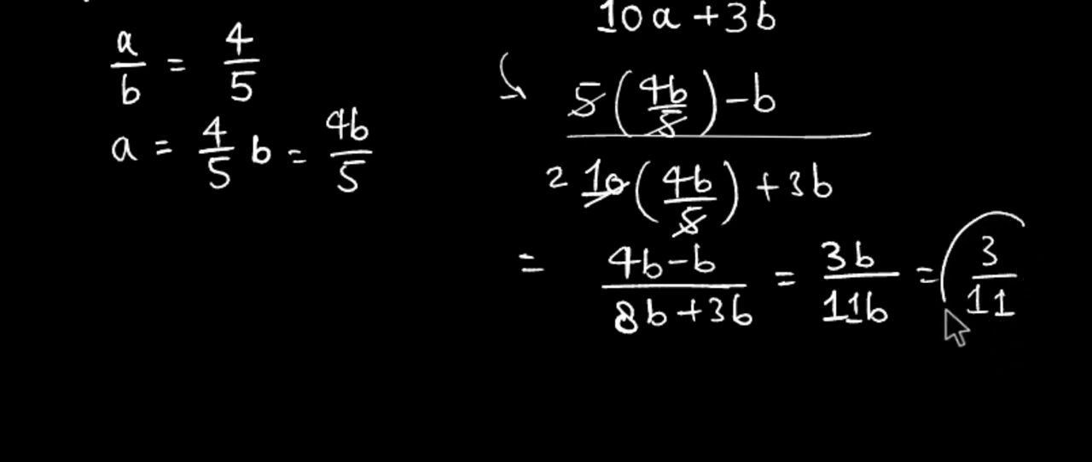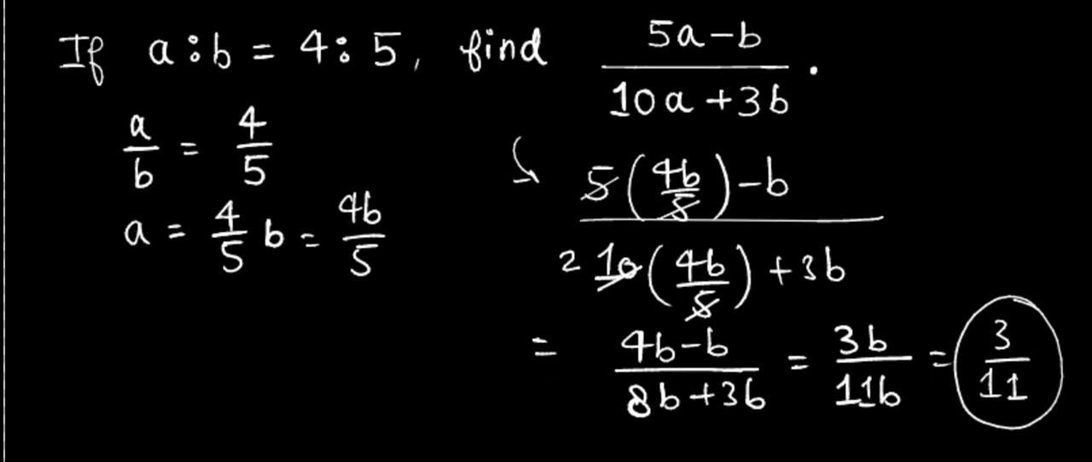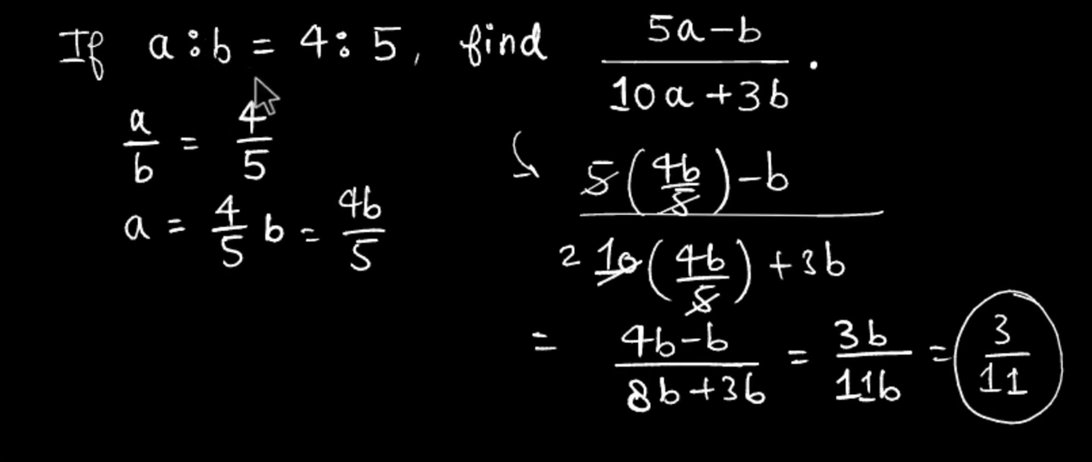So this is my final answer. We can't simplify this expression anymore. So this is the value of the expression when we are given A ratio B equal to 4 ratio 5.